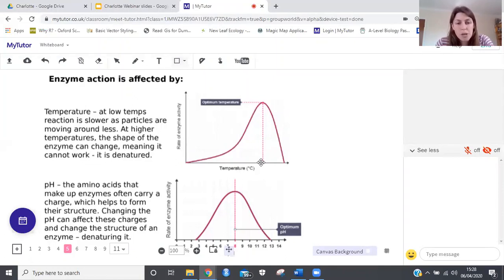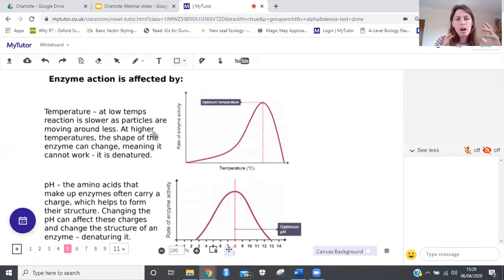If you go beyond that temperature, the shape of the enzyme can change. So when you increase temperature, particles will move more, don't they? That's a kind of fundamental rule of physics. As you increase temperature, particles tend to move about more, they have more energy.